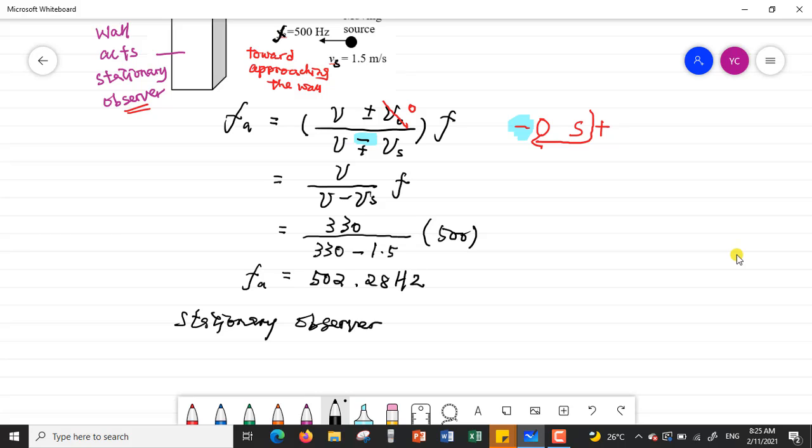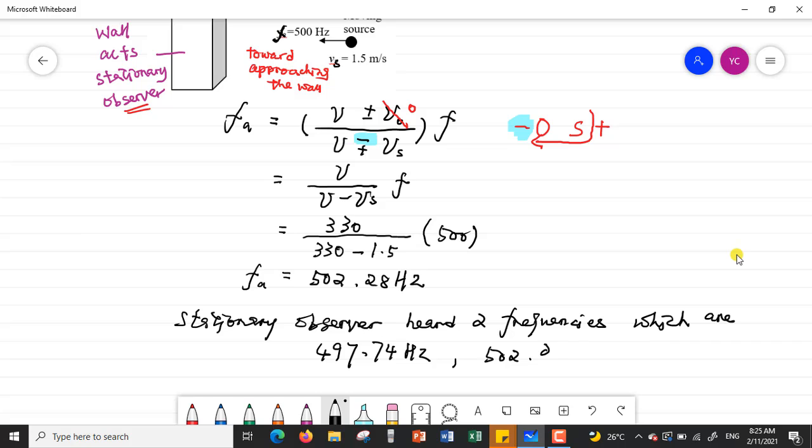Okay, so it means that our stationary observer in this question is going to hear two frequencies, which are 497.74 Hertz, which is directly from the moving away source. Another one, 502.28 Hertz, which is reflected from the wall. Okay, so this will be our answer for question 15b.